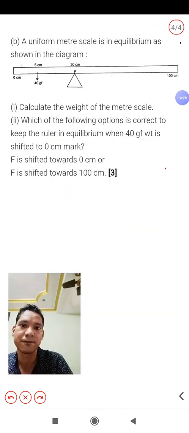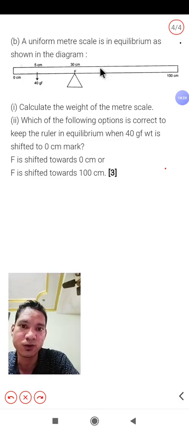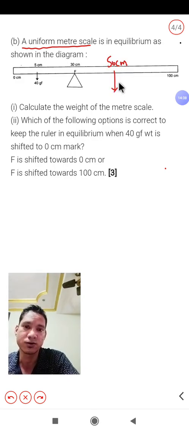Yeah, check this one. Again, they have completed the diagram, no problem. But you know what? This is a 1 meter rule. A uniform meter rule means 0 to 100 centimeter. Weight is always at the center. So let me show you the center somewhere here, I mean at 50 centimeter. That will be the center of the rod, and the weight will be situated here, the center of gravity.